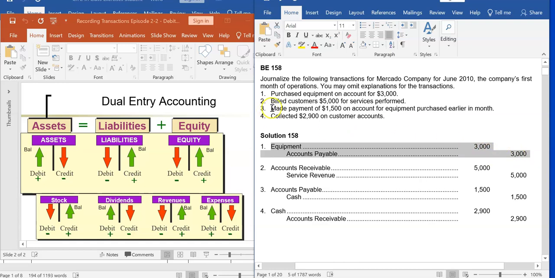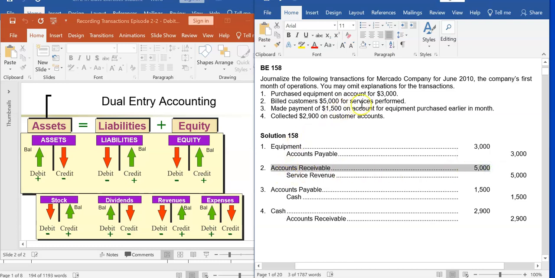Okay. The second transaction, billed customers $5,000 for services performed. When we bill customers for services performed, it means we have provided the service, but we haven't yet been paid for it yet. We have only billed them. Thus, we are going to record an increase to our accounts receivable because customers owe us more. We're increasing our receivables. Accounts receivable is an asset. To increase it, we will debit it. So we are going to be debiting accounts receivable. That account will be first in our journal entry.